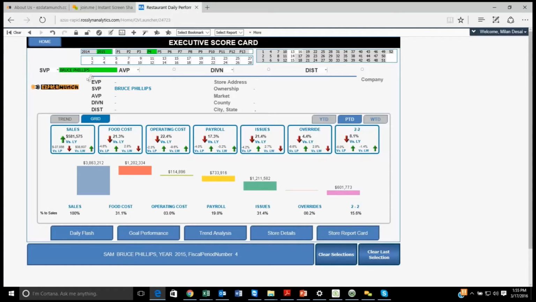Now, once you select the person, you can also look at his entire hierarchy. So these are the 3 people reporting into Bruce. I want to look at Bradford, and now when I select Bradford, I'm looking at his performance within his team.